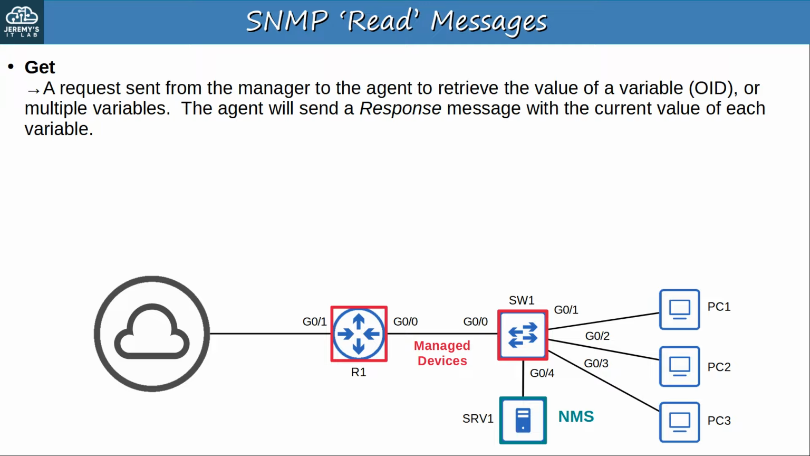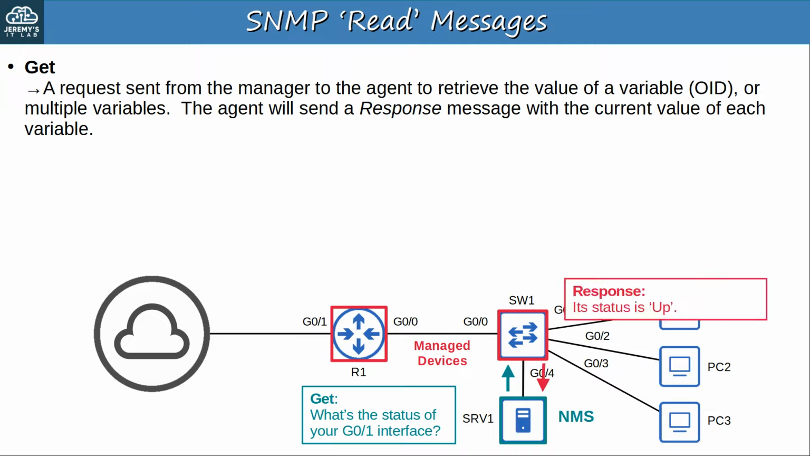The agent will send a response message with the current value of each variable. For example, our NMS here might ask switch 1, what's the status of your G01 interface? And switch 1 responds with an SNMP response message.